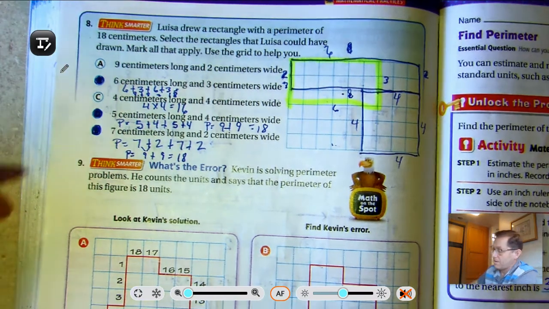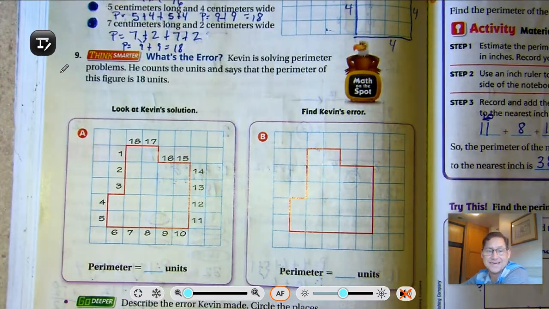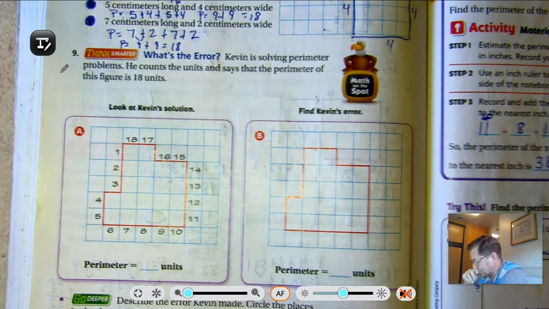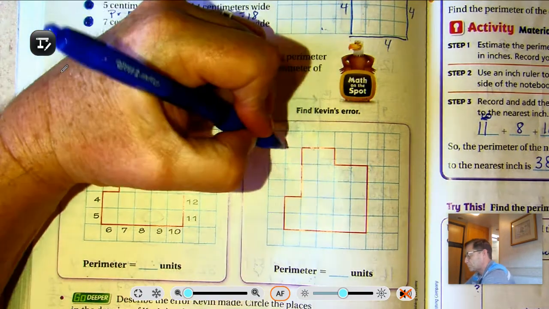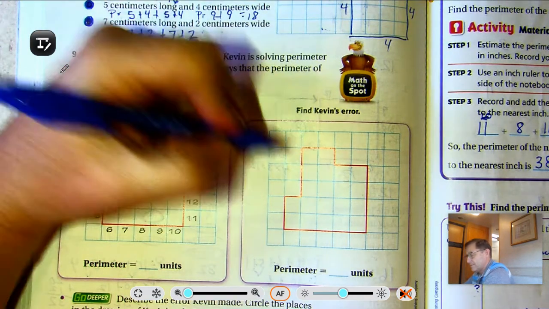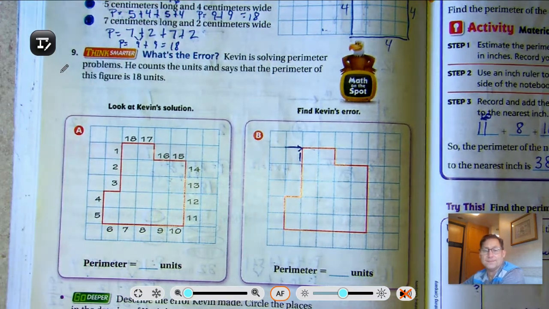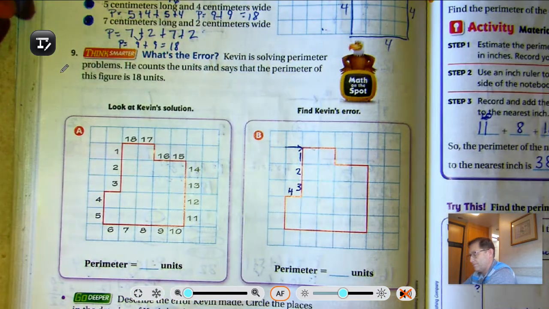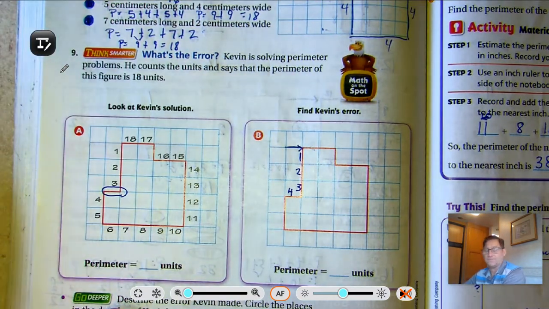Okay. All right, number 9. Kevin is solving perimeter problems. He counts the units and says that the perimeter of this figure is 18 units. This is Kevin's solution. Find Kevin's error. Okay, so he started, we'll say right here. So he called that 1. Then 2. Then 3. This should be 4. So I see a mistake right here. Okay, he missed that one.